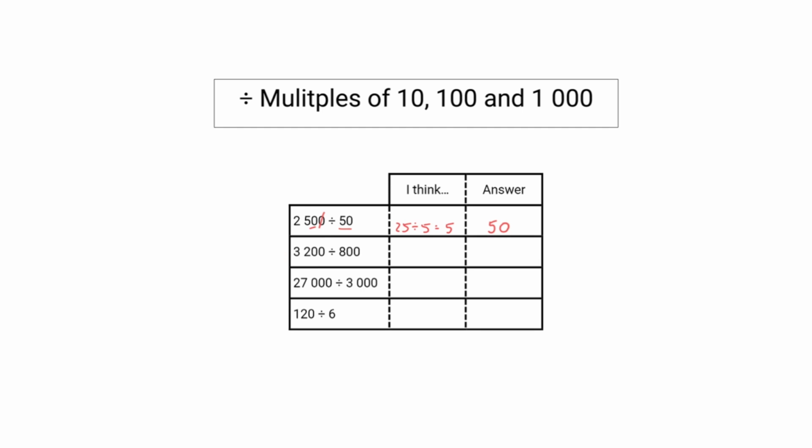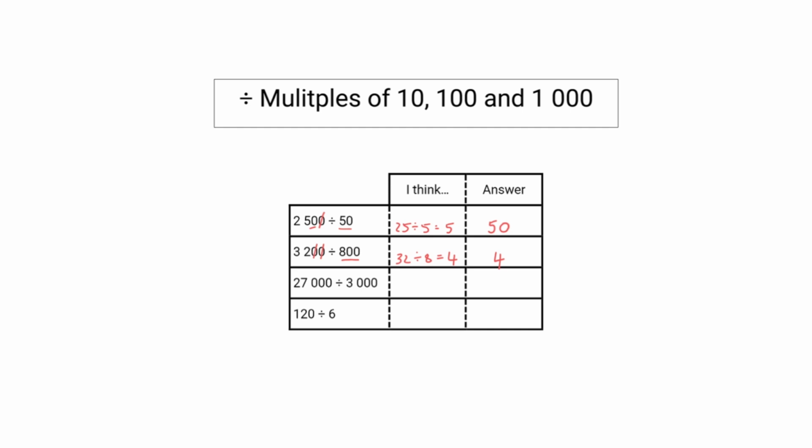3,200 divided by 800. Step 1, we say 32 divided by 8 is equal to 4. Now, because we're dividing by a multiple of 100, 2 zeros, we're going to cancel 2 zeros off our original number. So we can see that all our zeros cancel out, so we don't have to add any zeros to our answer. So our answer stays as it is. It stays 4.